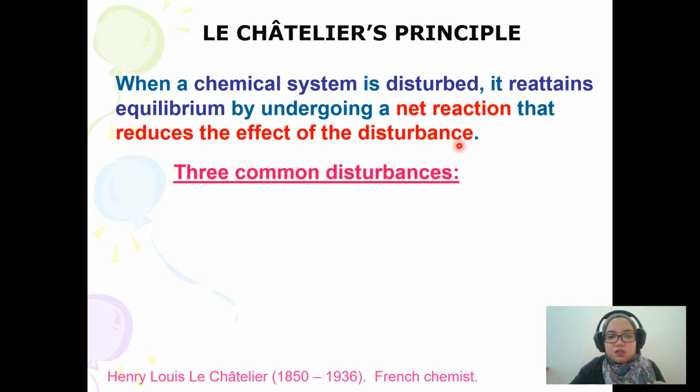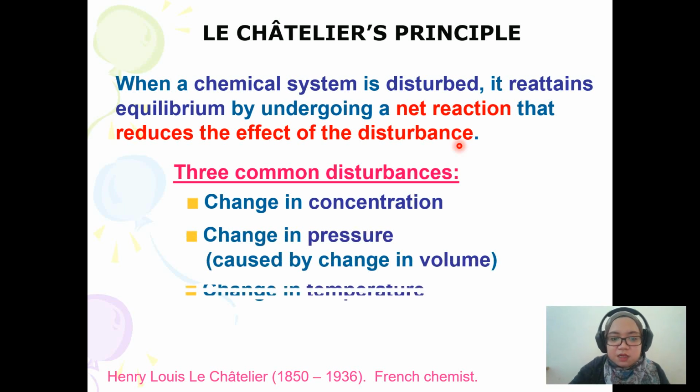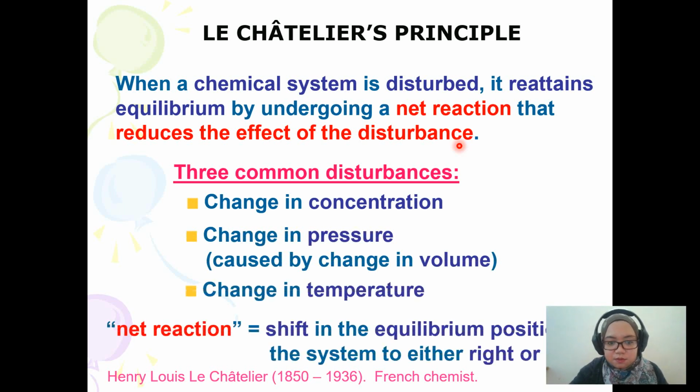Okay, so there are 3 common disturbances, which are change in concentration, change in pressure caused by change in volume, and change in temperature. So what is net reaction? Net reaction is actually the shift in the equilibrium position of the system to either right or left. So basically the system will shift the equilibrium position to the left or right so that it can reduce the effect of the disturbance, or the effect of changes that has been applied on the system.